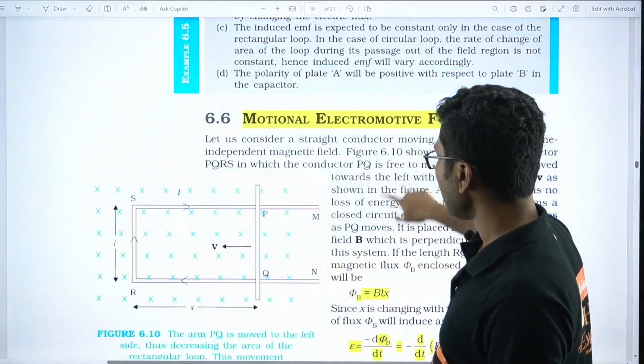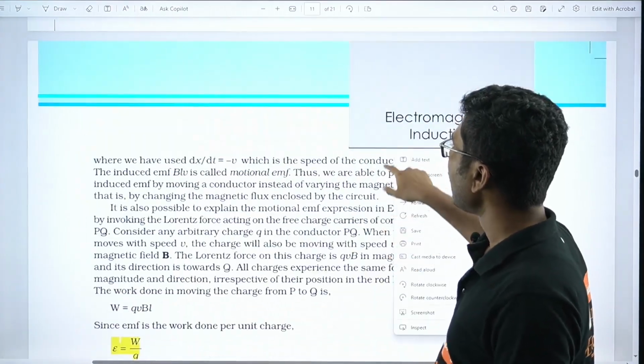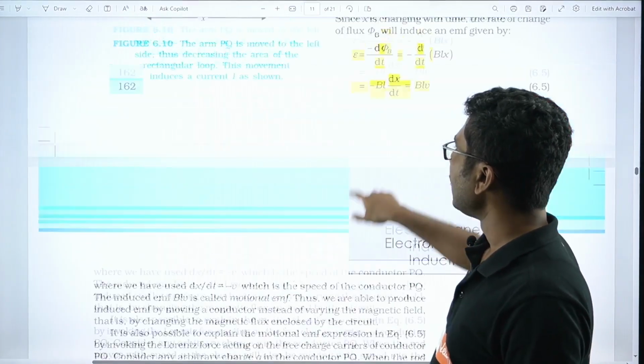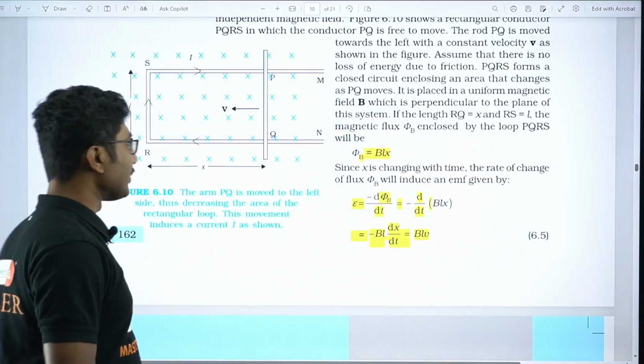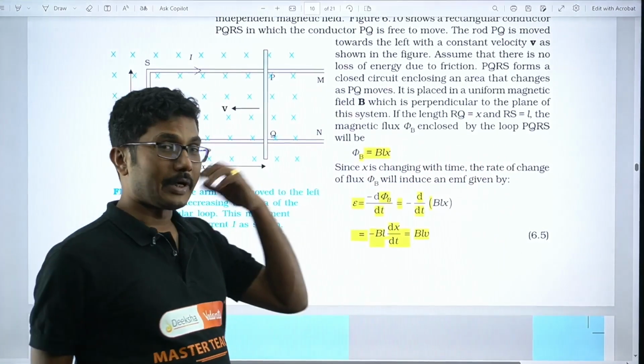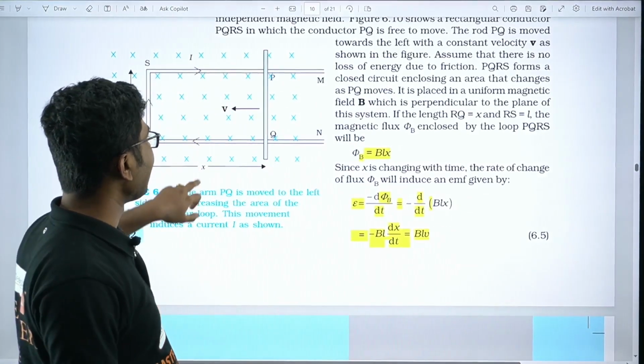Another important concept is this derivation. This derivation is super important. I have done this derivation in my lecture. If you have not seen that, you can go and check it out in my electromagnetic induction Brahmastra series. So this is the basic idea of what is happening here.